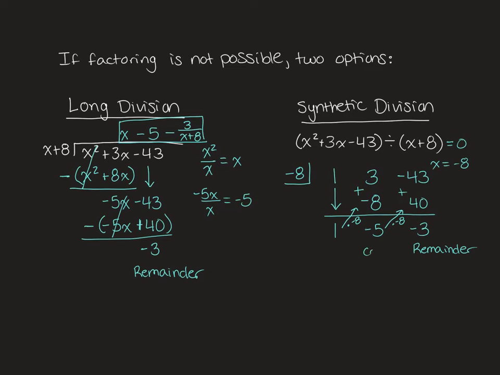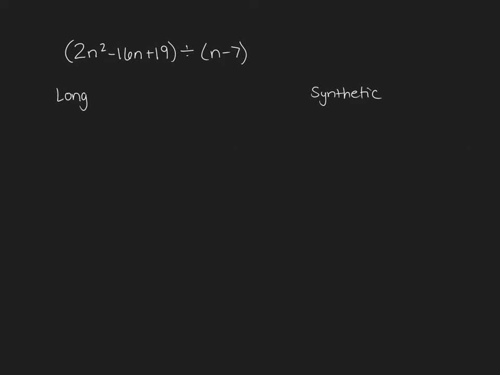This last term here is always your remainder. The next one will be the constant, and then this will be your x term. If you had more, you would go x squared, x to the third, and so on and so forth. So my answer here is 1x minus 5 minus 3 over x plus 8, which is the same answer that we got using long division.